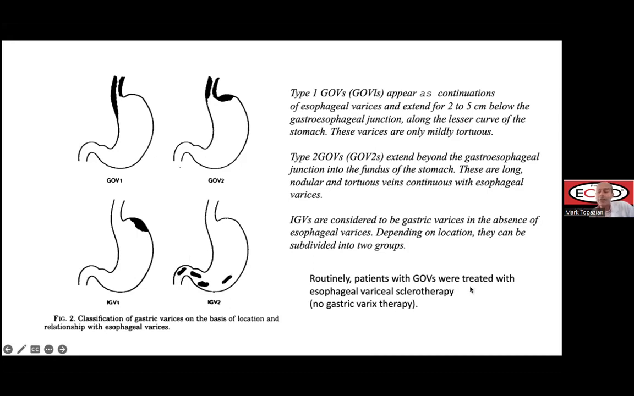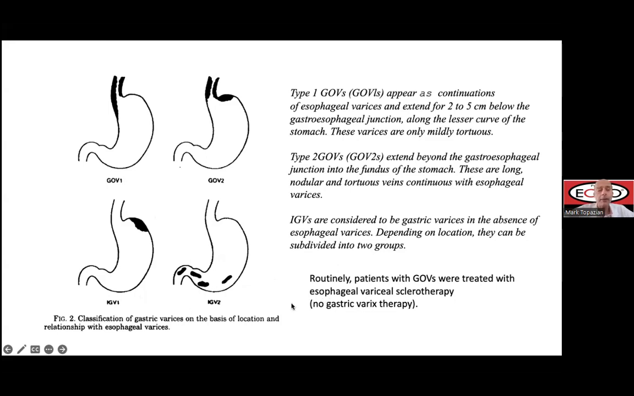So in his series of 568 patients, it didn't matter what kind they had, they were treated with esophageal variceal sclerotherapy routinely. It was before the era of band ligation. Now, of course, IGV1 and IGV2 did not get esophageal variceal sclerotherapy, unless IGV2 patients also had esophageal varices. In IGV1, there are no esophageal varices by definition. So anyone with esophageal varices received sclerotherapy, with no gastric varix treatment unless they had hemorrhage.